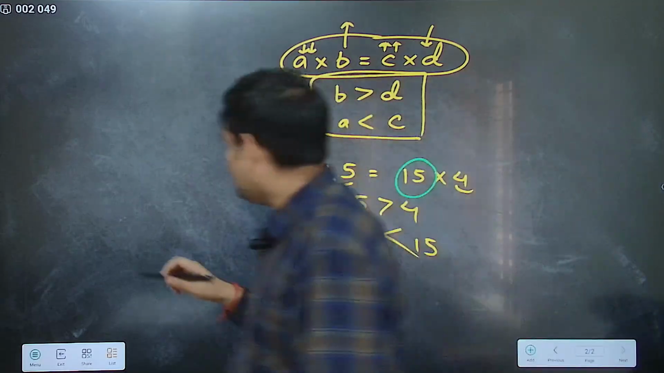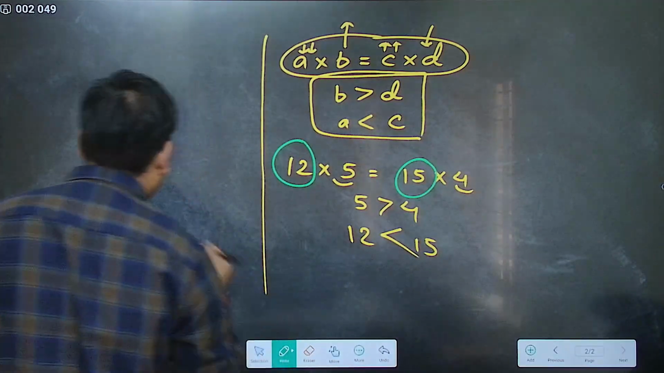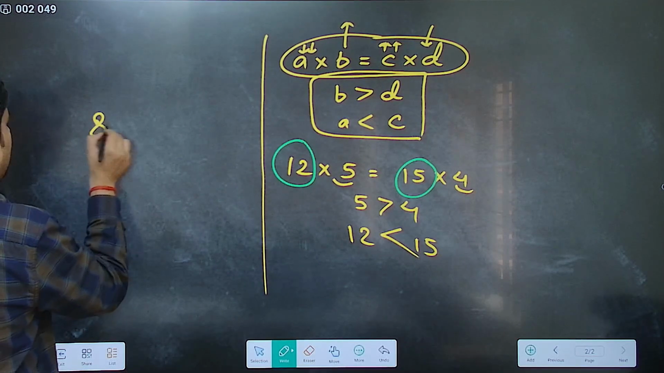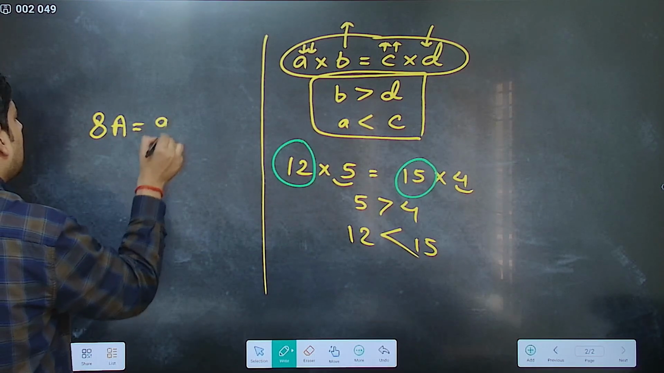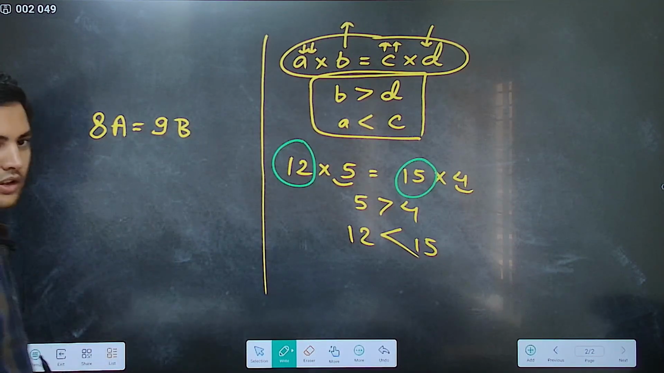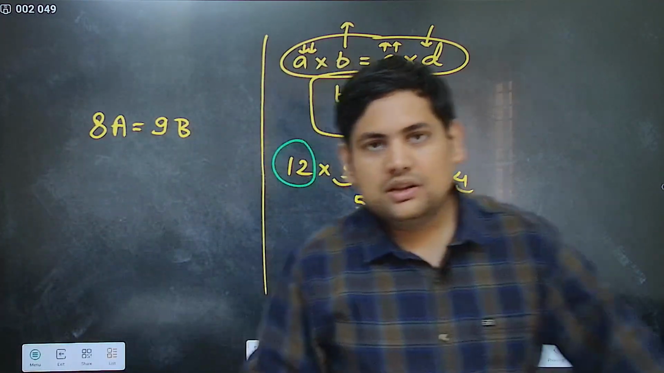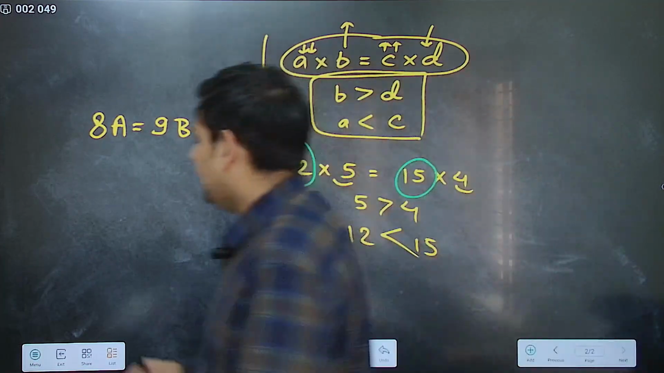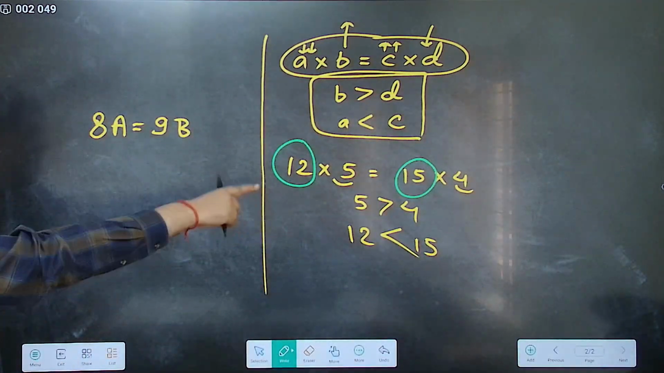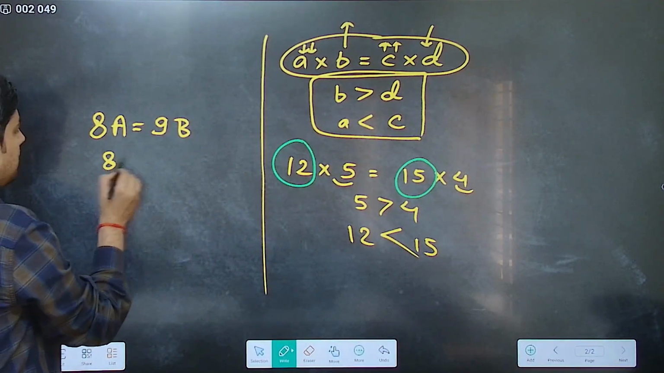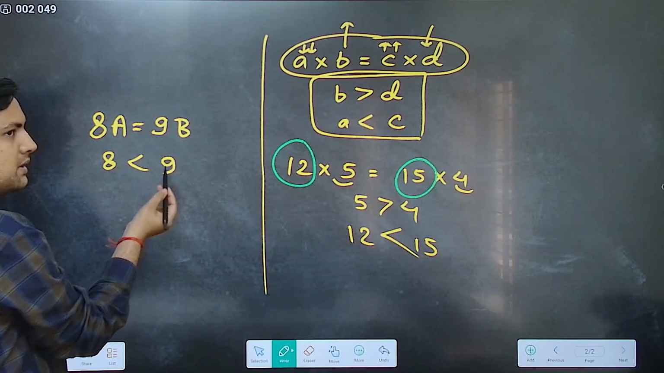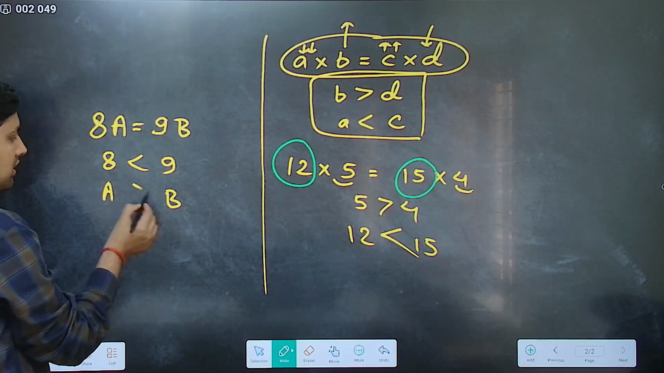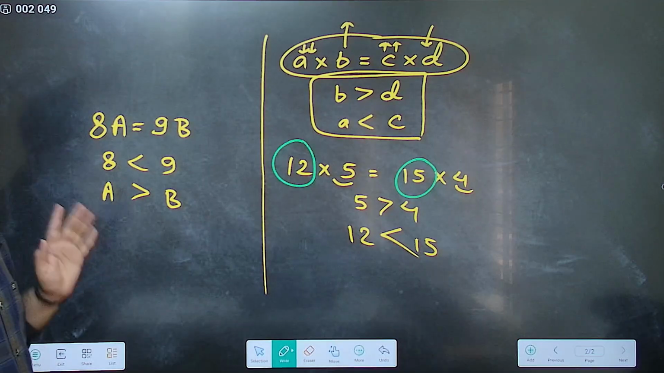Now this is very useful when you write something like this. Let's say 8A is equal to 9B. Now you have to compare which will be bigger, let's say A or B. One way of doing it is, as we have learned just now, what is bigger? So 9 is bigger than 8. Then what will be the sign between A and B? Just the opposite of this. That means A will be bigger than B.